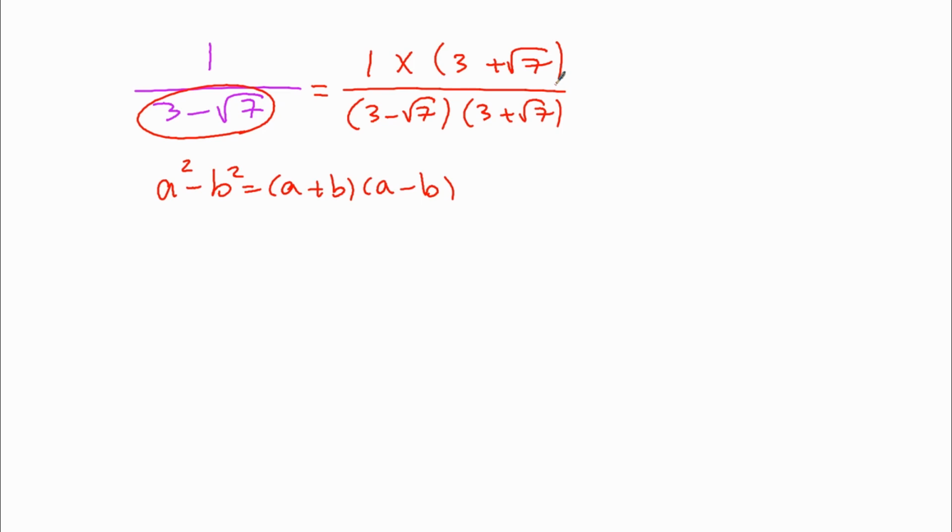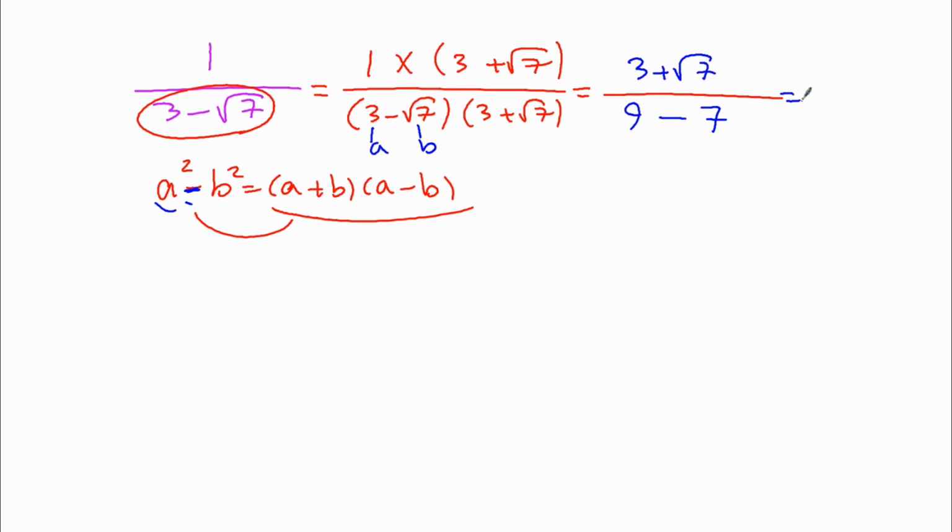The reason that we times it to make a difference of squares is that now we can say this is equal to a squared minus b squared. This is my a and that is my b. So a squared would be 3 squared, which is 9, minus b squared. b is the square root of 7, and the square root of 7 squared is just 7. At the top I have 3 plus the square root of 7. 9 minus 7 is 2. So as you can see, I have succeeded in rationalizing because my denominator is just a number.